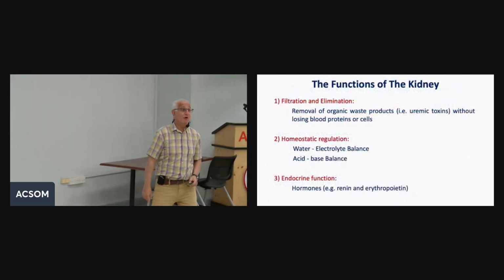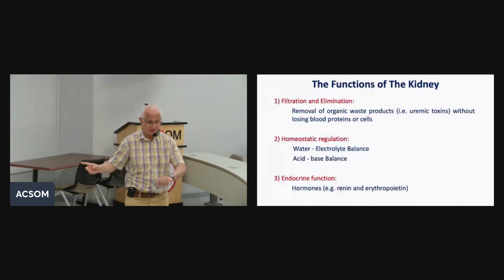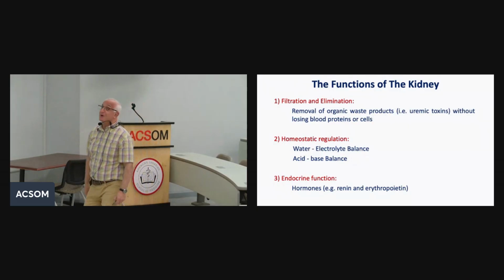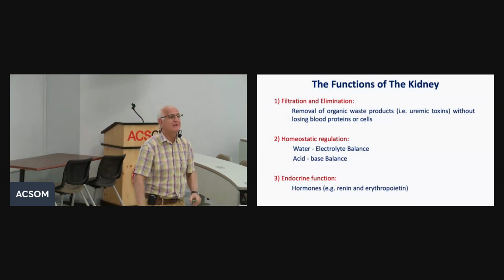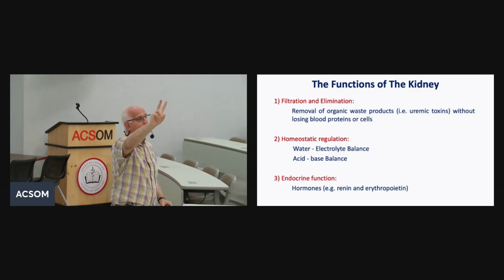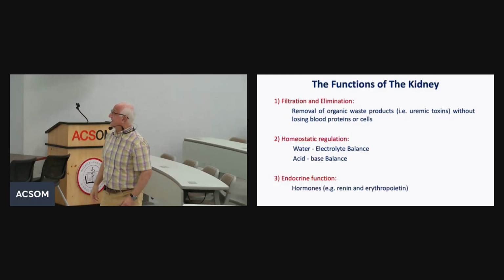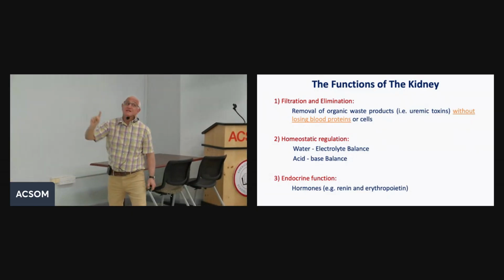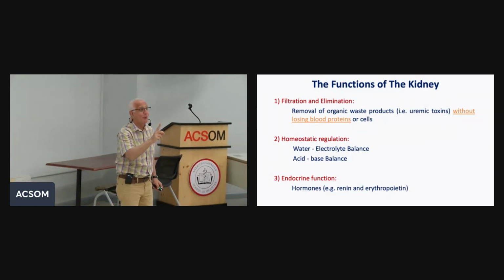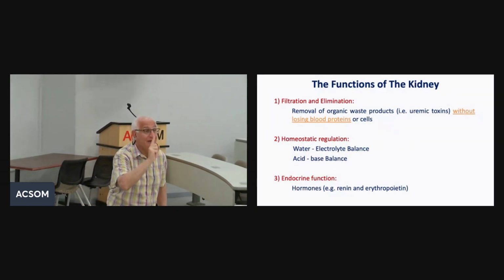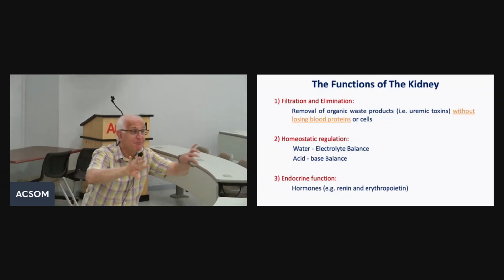Okay, you see, we have gone far from the first slide that we started. We started by saying the removal of organic waste products, uremic toxins. For now, you know very well two of our uremic toxins: one, creatinine, second, urea or BUN. Okay, perfect. But this is not it. I had mentioned without losing blood proteins. That's important. It's not just enough for me that you filter well. You should filter parts, but keep the other sides.